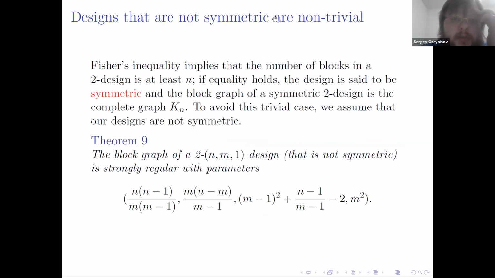Fisher's inequality implies that the number of blocks in a 2-design is at least n. If equality holds, the design is said to be symmetric, and the block graph of a symmetric 2-design is the complete graph Kn. To avoid this trivial case, we assume that our designs are not symmetric. Let us discuss a well-known theorem. The block graph of a 2-(n,m,1) design that is not symmetric is strongly regular with the following parameters.